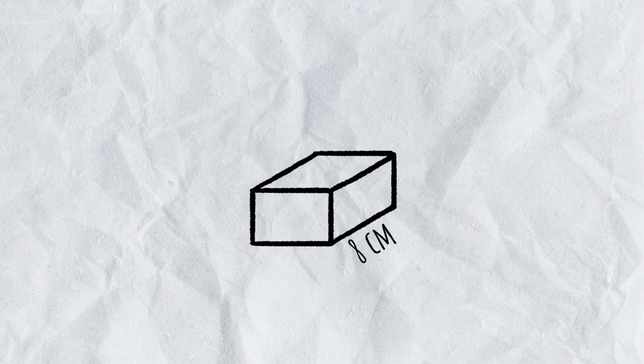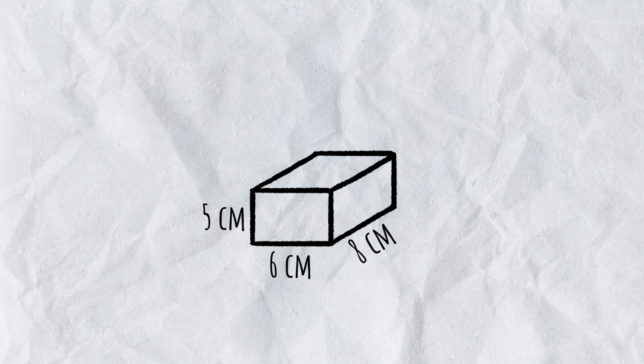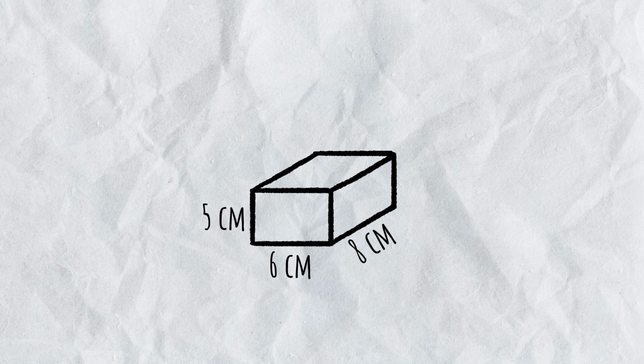I think you guys know what time it is. It's time for a little quiz on the surface area of a cuboid. So on the screen here, Mr. Ryan Jr. has kindly drawn us a cuboid. And it's going to have a length of 8 centimeters, a width of 6 centimeters, and a height of 5 centimeters. And your guys' job is to work out its surface area.